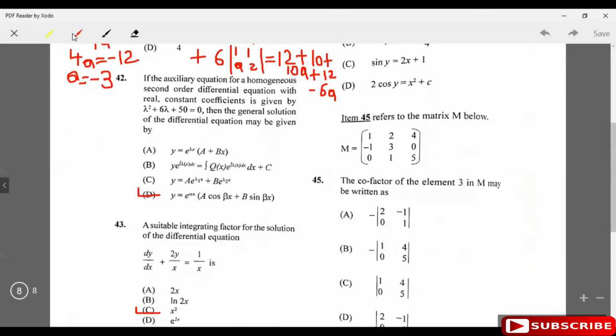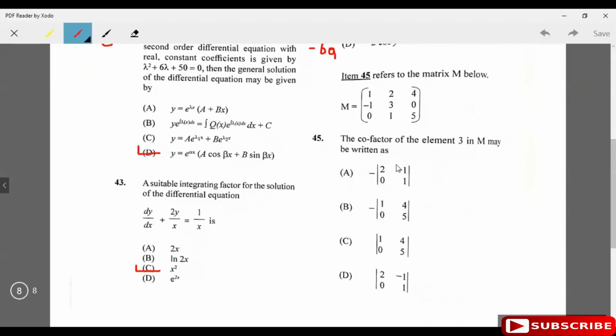Question 45. What's question 45? You just did it. Plus, minus, plus, minus, plus 1, plus the determinant of 1, 4, 0, and 5. Cat. Nice. Very good.